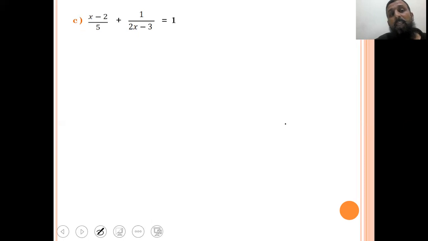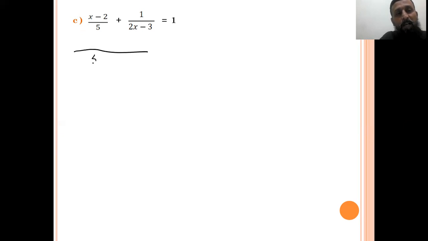This is part C. X minus 2 upon 5 plus 1 upon 2x minus 3 equals 1. Again, I can see there are two denominators, 5 and 2x minus 3. So we can find the LCM. It will be 5 and 2x minus 3 equals 1. Now, 5 is already there. 5 and 5, they get cancelled. So 2x minus 3 multiplied by x minus 2.